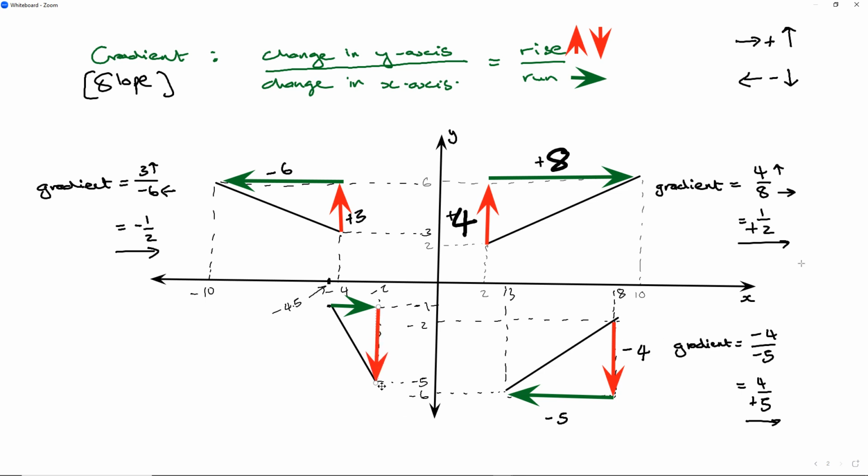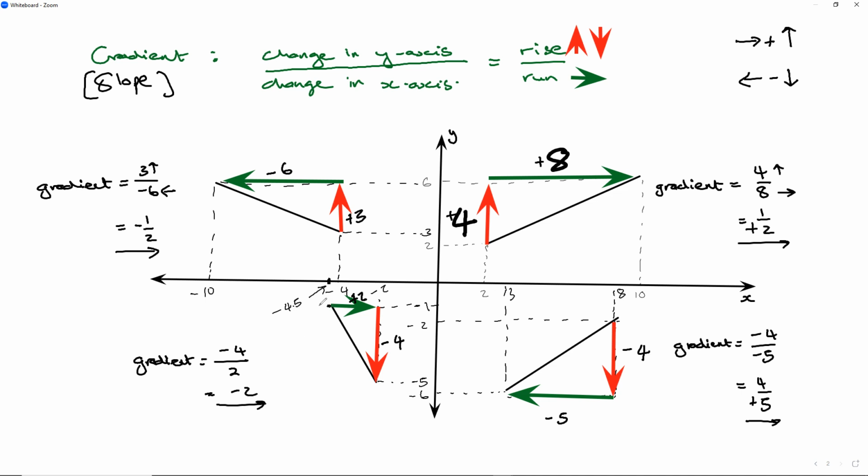I'm going from negative 4 until negative 2. And that's going to become 2 units to the right. And because I'm going right, it will be positive. So this will be positive 2. If I'm going down from negative 1 to negative 5, it's negative 4. And so the gradient for this will be equal to change in y over change in x, which will be negative 4 over 2, which will be negative 2. And it's going this way, so it's negative.